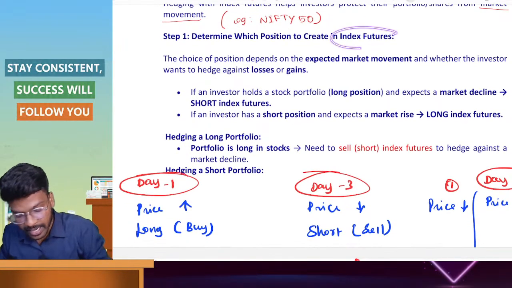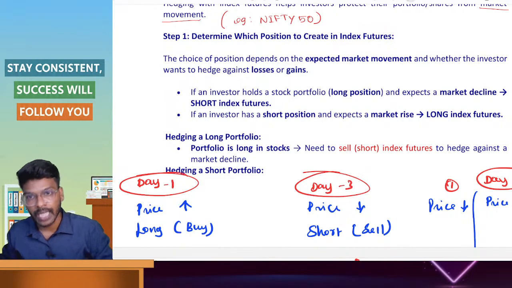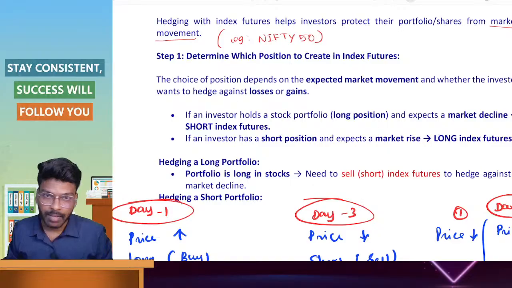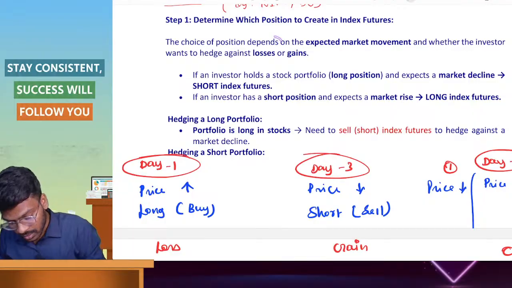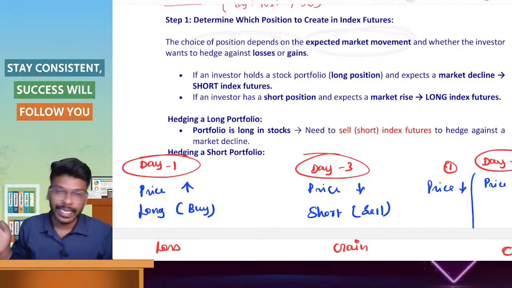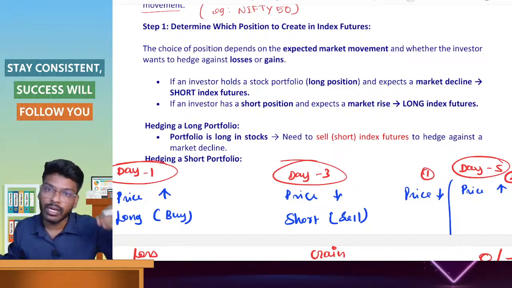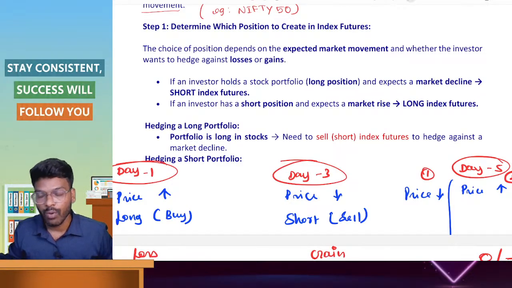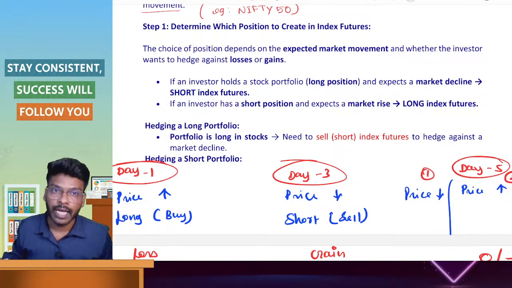We will discuss only index future in these steps. The same is applicable in case of shares and share futures. Only index future is there in India, so these are the steps to be followed in case of index future. The choice depends upon the market movements, that is, expectation. If you have an expectation that price will increase, and you are already holding the shares, you will go for a long position. If price is going to decrease, then you will go for a short position.